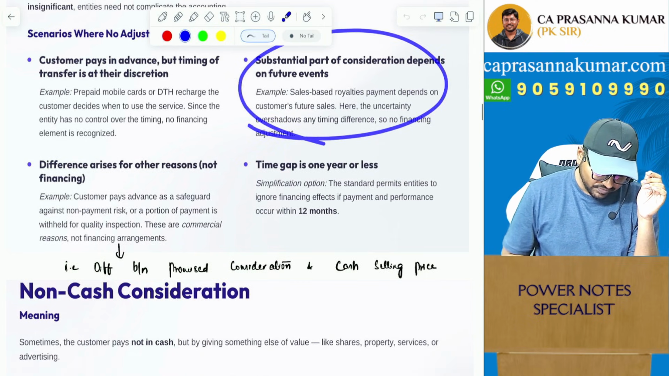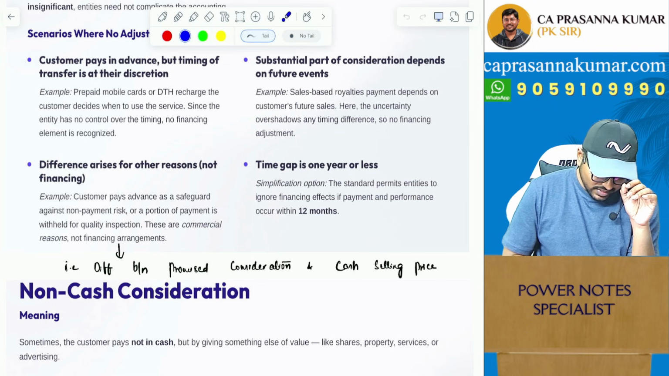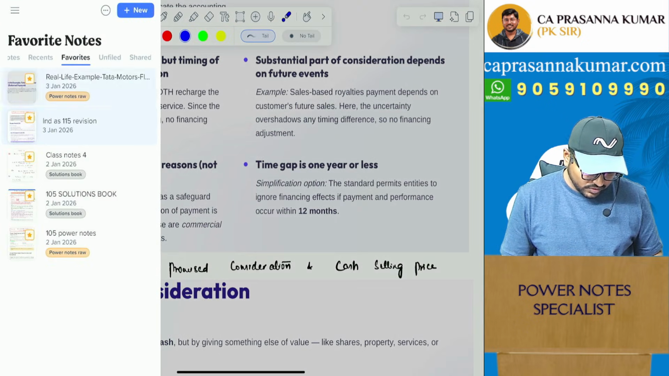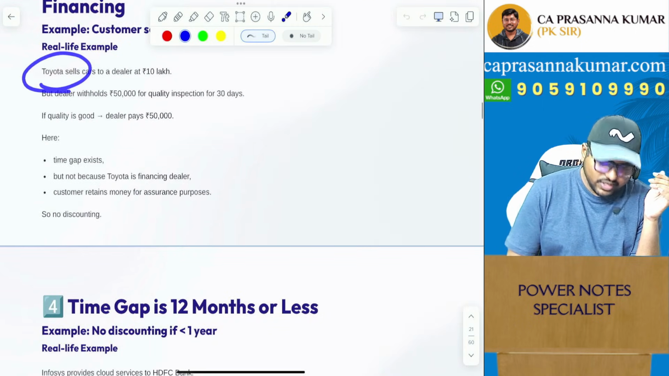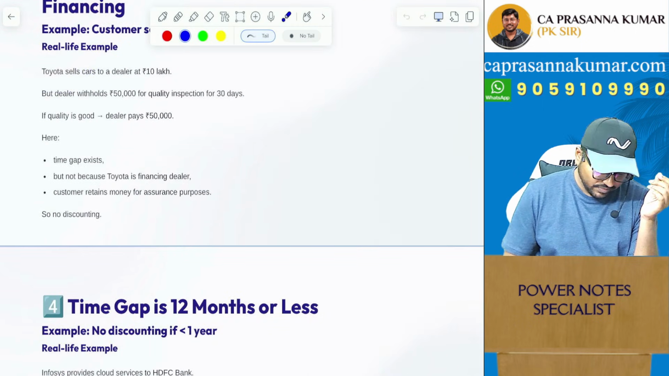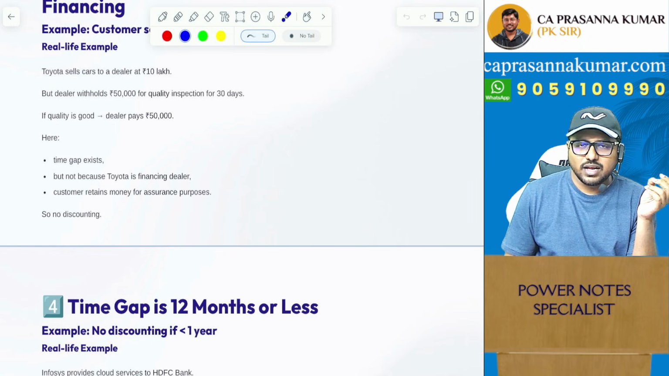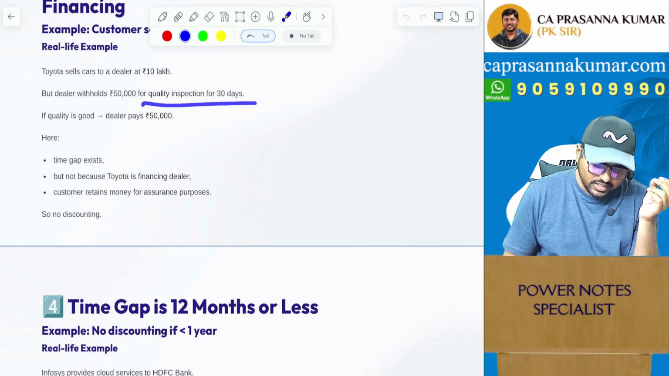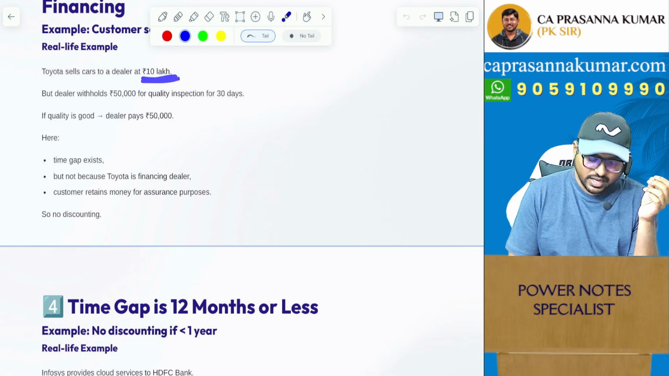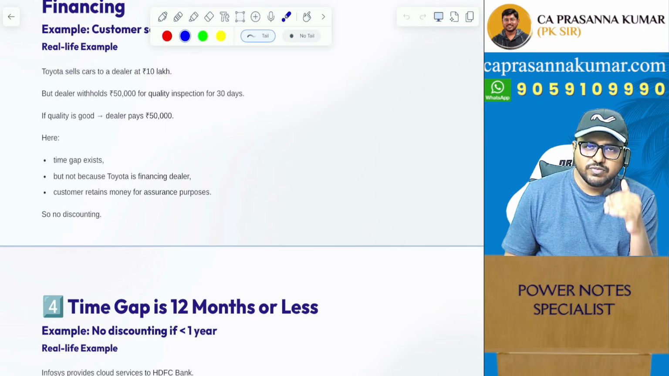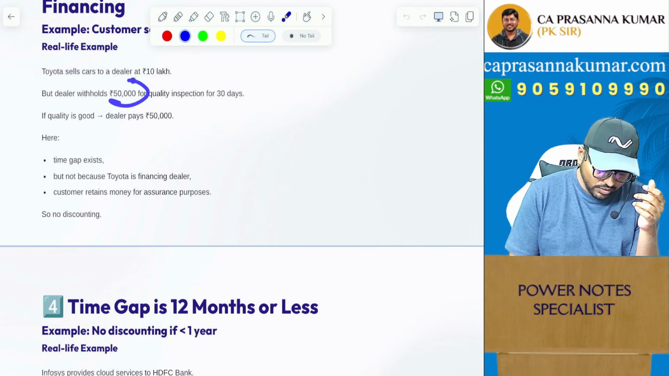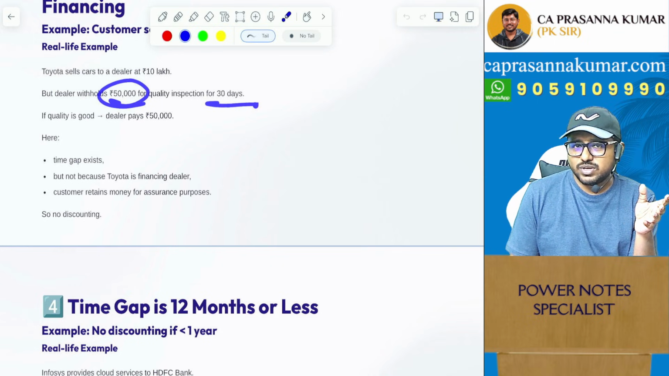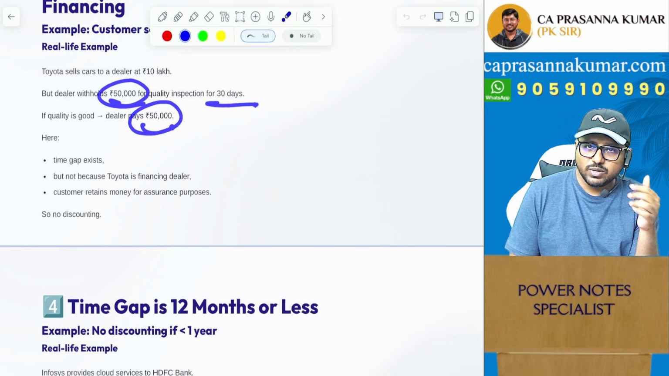That is another situation. Third, the difference arises for other reasons and not financing. What do you mean by that? Look at this example. Toyota is a company, obviously, you guys know that. Toyota sells cars to a dealer at 10 lakhs, and the dealer withholds 50,000 for quality inspection for 30 days. Even though the dealer has to pay 10 lakhs, he keeps 50,000 with him and pays 9 lakh 50 thousand, and holds this for a period of 30 days. After that, if nothing wrong is found in the car, the balance 50,000 payment will be made to Toyota.